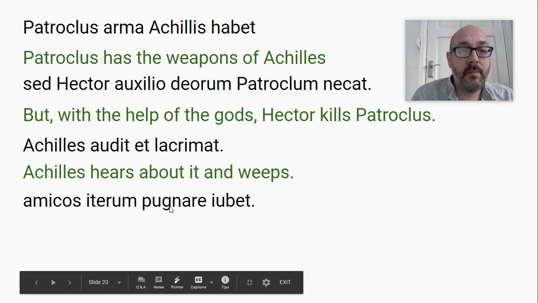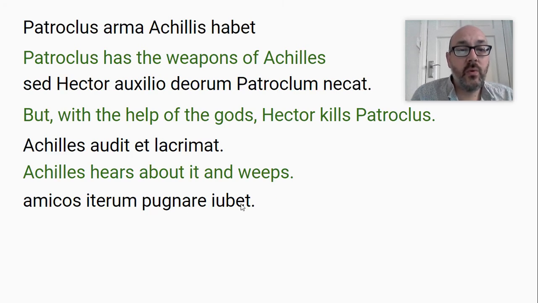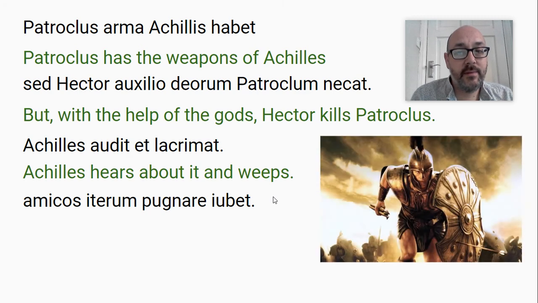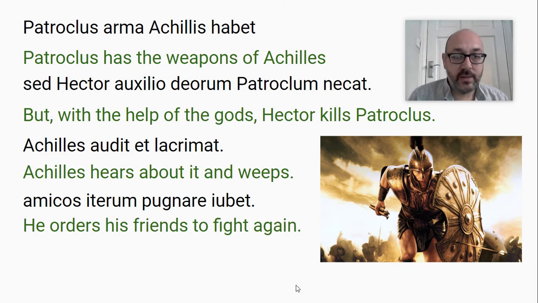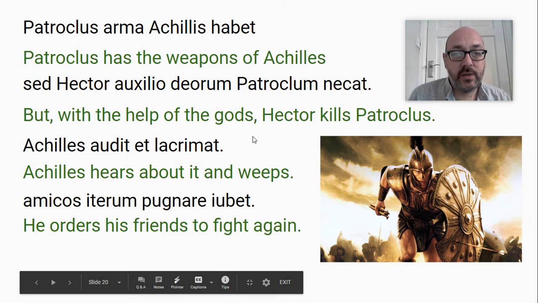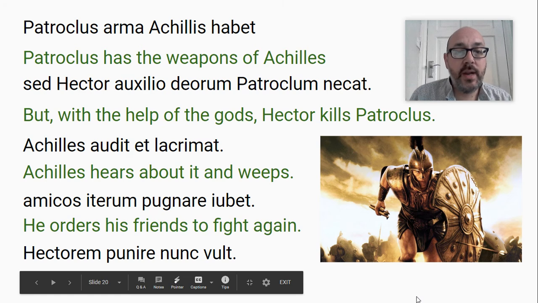Amicos iterum pugnare iubet. He orders his friends to fight again. So here he comes. He's coming back into the fight. Now his friend Patroclus is dead. He's going for it. He wants to avenge the death of his friend Patroclus. Hectorem punire nunc vult. He wants to punish Hector now.